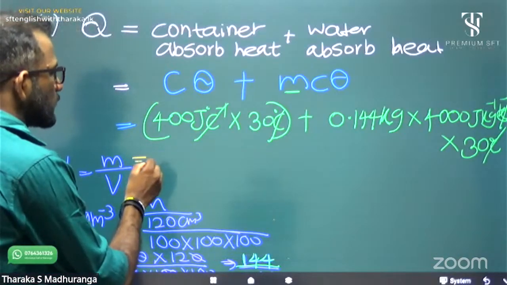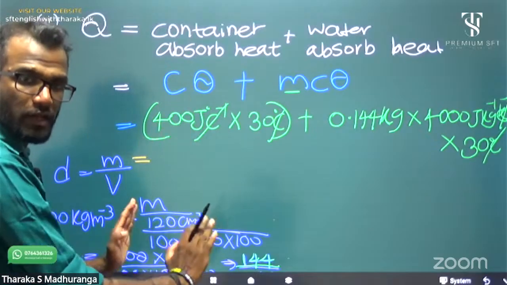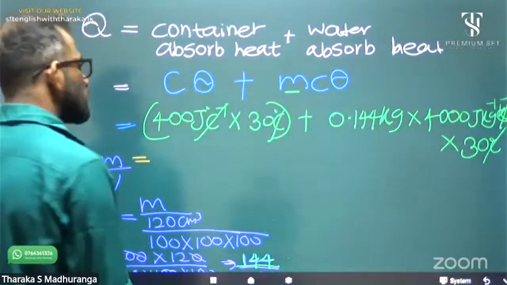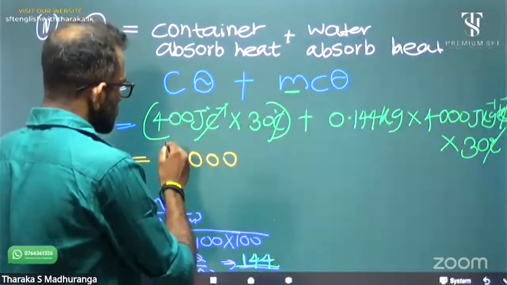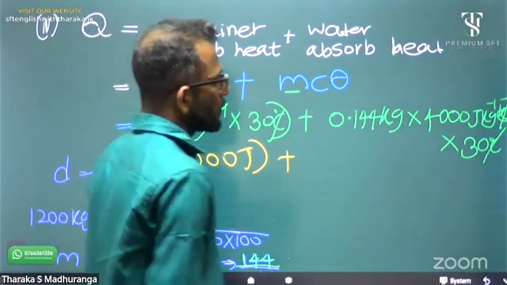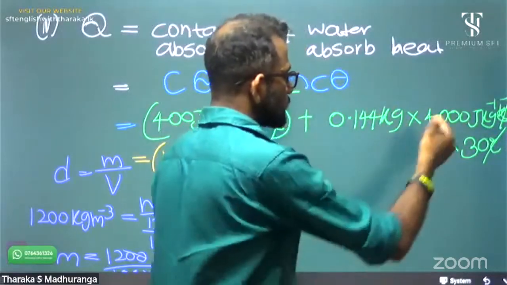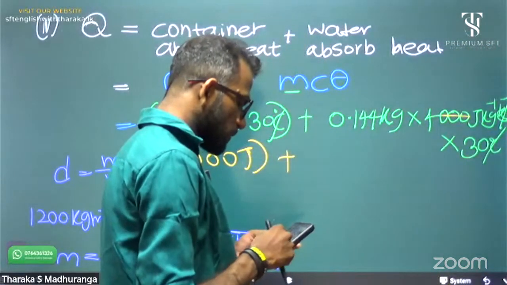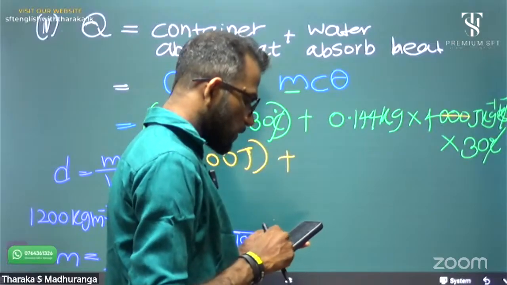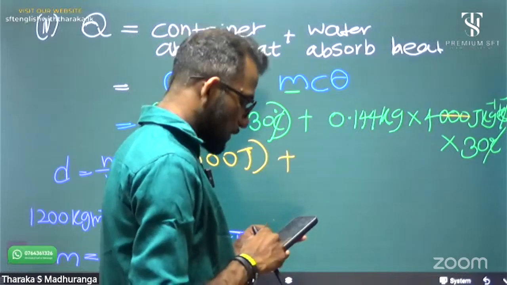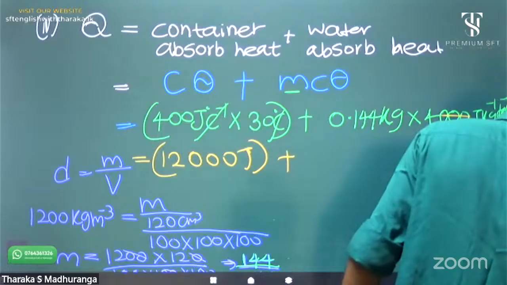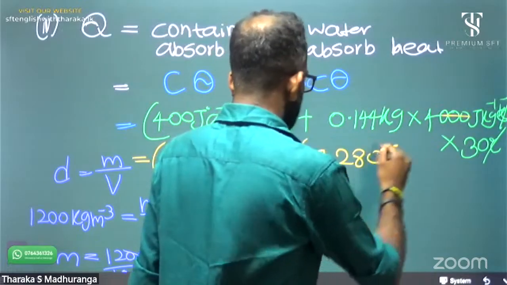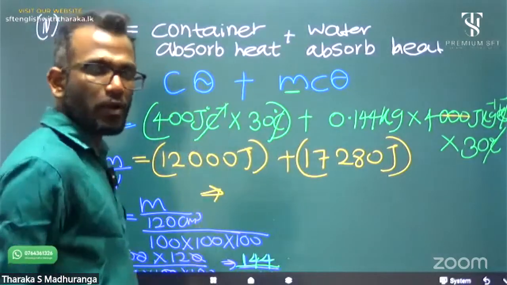Okay, then calculate. Clearly note down these calculations because they are exam type questions. 4 into 3, 12, so 12,000 joules, plus 144 multiplied by 4 multiplied by 30, because the decimal point cancels out. It is 17,280 joules.